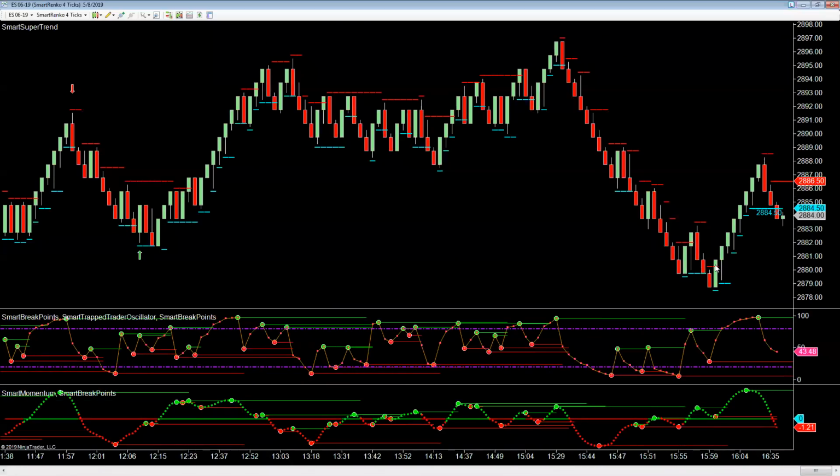Buy that one right there. Let it go up, reverse, and get out. Let it go down, reverse, and get out. Sell that one right there. Buy this space right here. Let it go up.